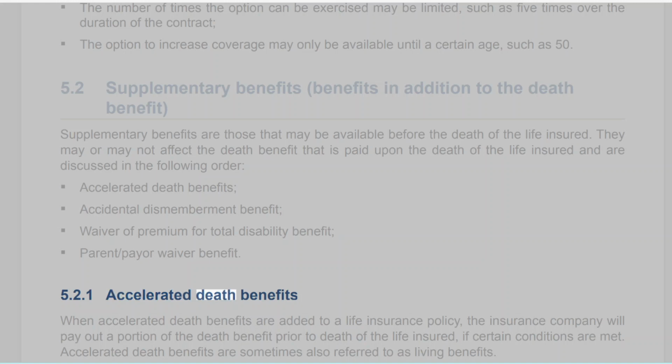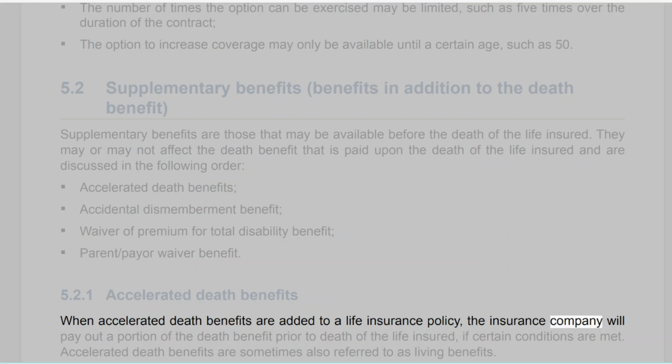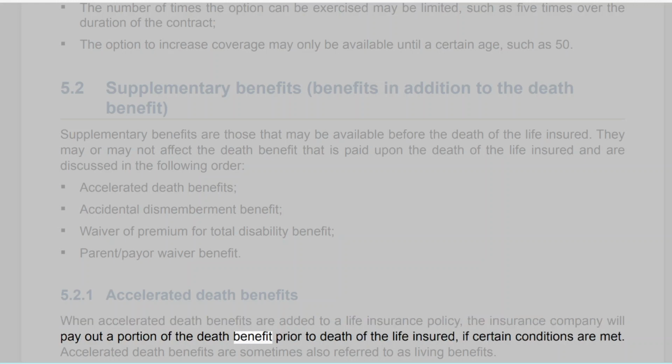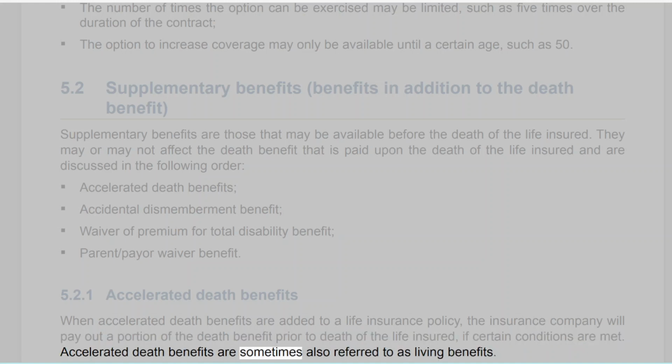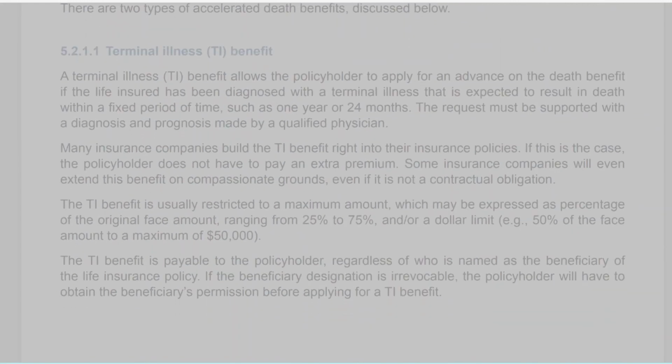5.2.1 Accelerated death benefits. When accelerated death benefits are added to a life insurance policy, the insurance company will pay out a portion of the death benefit prior to death of the life insured, if certain conditions are met. Accelerated death benefits are sometimes also referred to as living benefits. There are 2 types of accelerated death benefits, discussed below.